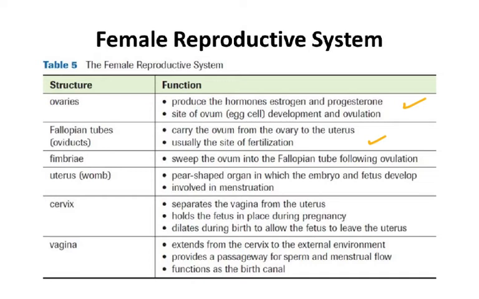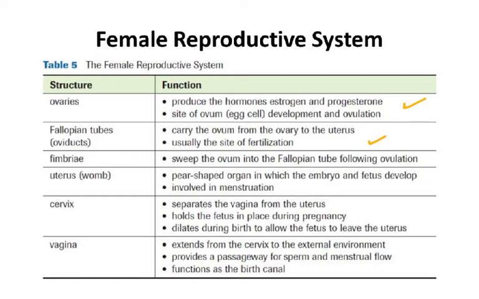It's a ring of muscle, so it has to dilate in order to allow the fetus, which is going to be born, to pass through this canal. Then the vagina extends from the cervix to the external environment, provides a passageway for sperms and menstrual flow, and functions as the birth canal.